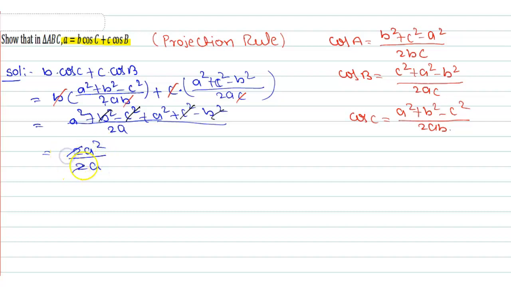Here I can cancel 2 and 2, and I can cancel a and a. So that is equal to a. This is our LHS. So this is the projection rule. Okay, right. Now go for the next question.